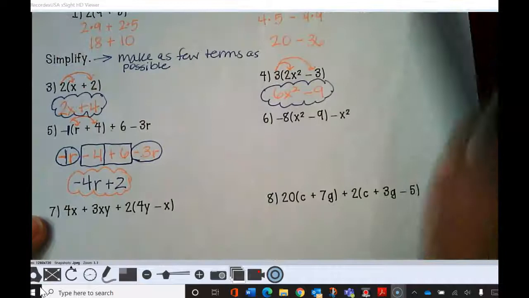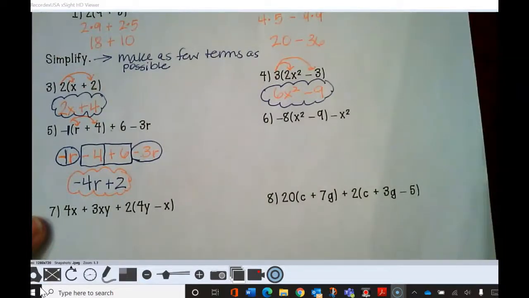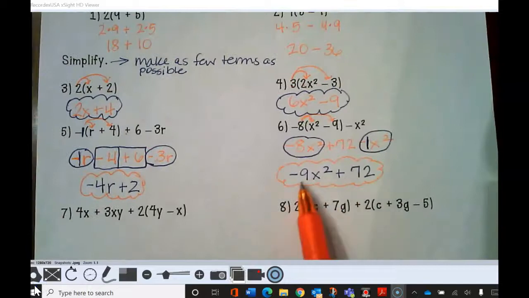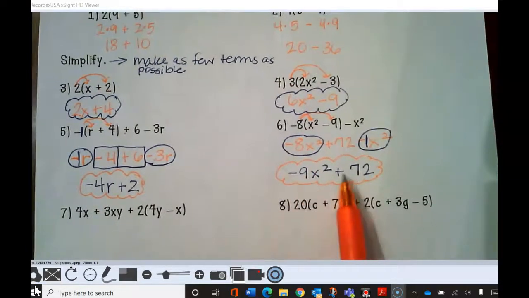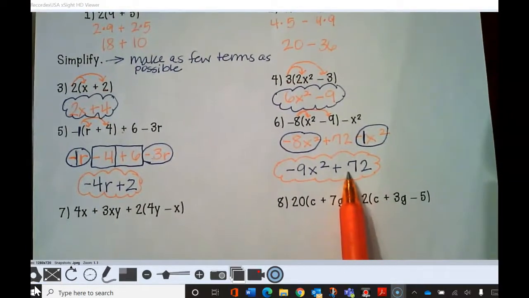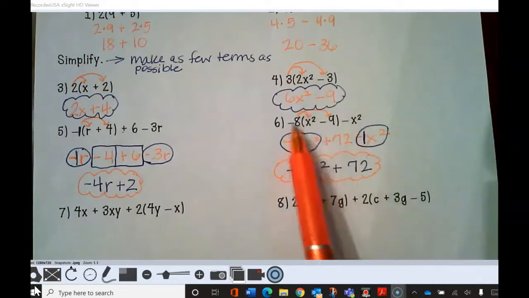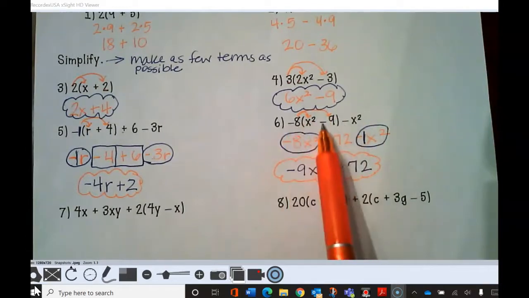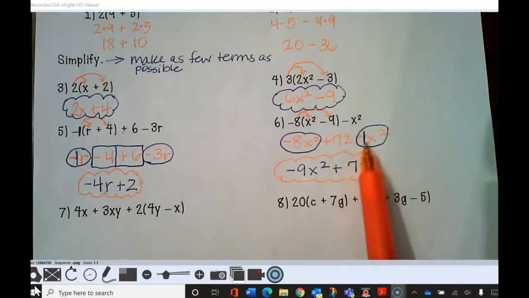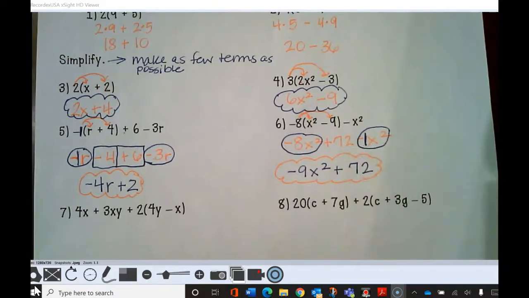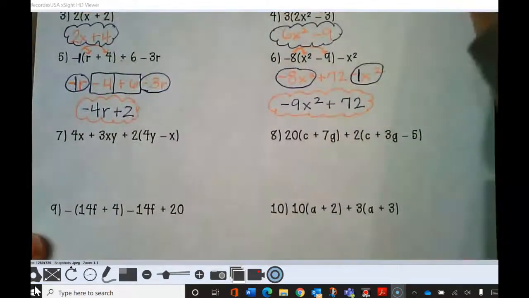Alright, I want you to pause the video and try the next one. Let's see how you do. Welcome back. Hopefully you got negative 9x squared plus 72. The tricky part to this one is making sure you multiply negative 8 times a negative 9 and get a positive 72. And the other tricky thing is that imaginary 1. Hopefully you didn't mess up on that and we can move on. If not, pause the video, go back and see what you need to work on.